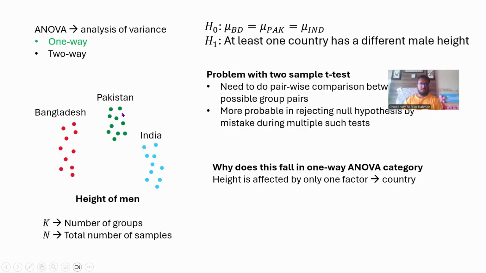The next question is, why does this problem fall in the one-way ANOVA category? Very important question. Understand that the attribute height is affected by only one factor here. What is that factor? That factor is country, that is, which country the person belongs to. Now suppose we also categorize by gender. In that case, there would be two attributes influencing the height, and we would be talking about two-way ANOVA, which we are not going to cover in this video, but in a later video.